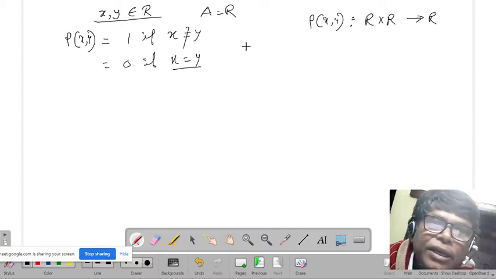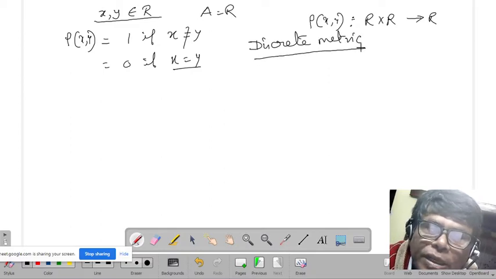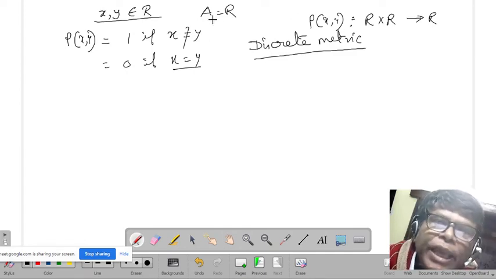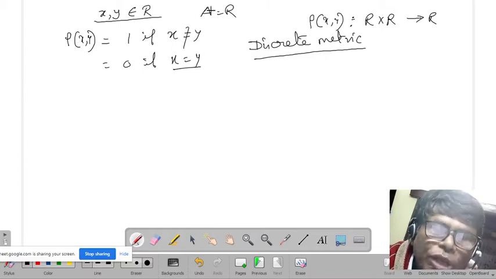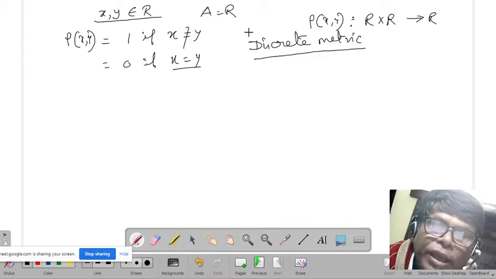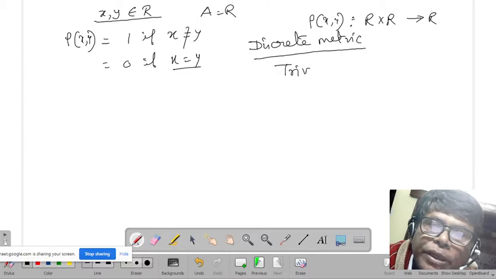This is known as the discrete metric. This is the most trivial metric, okay. So for the set A equal to R, this is a discrete metric. Now if A is not equal to R, but we are getting this relationship for A, then rho for A is also a trivial metric. So this is called the trivial metric.